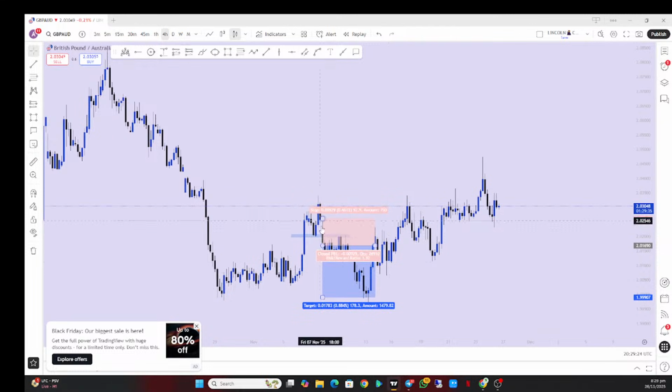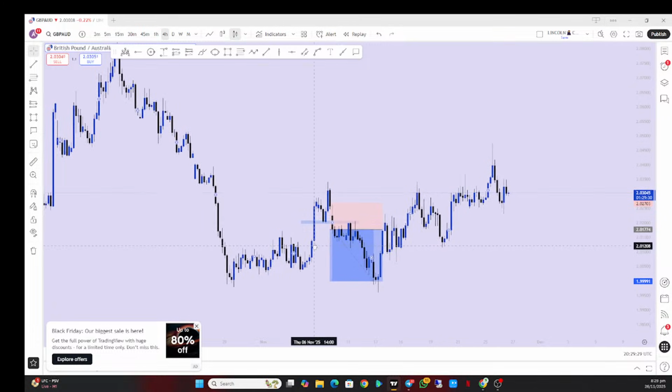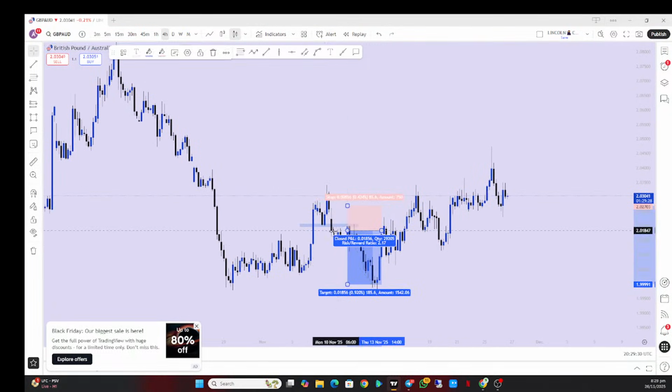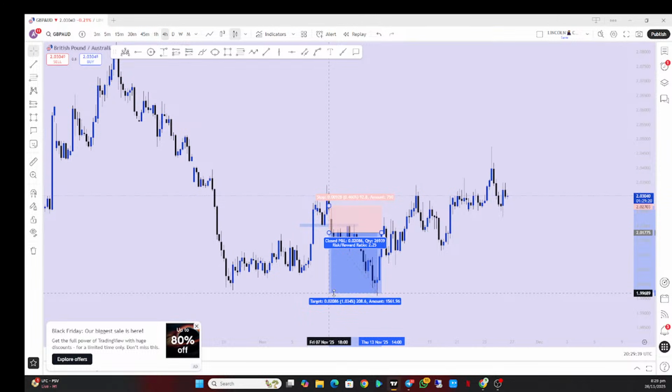That is it, right? Price broke the neckline here. So this is where price closed here. This is where price closed. So you enter right here, right? Then you put your stop loss above your confirmation. You target 1:2, right? You target 1:2.